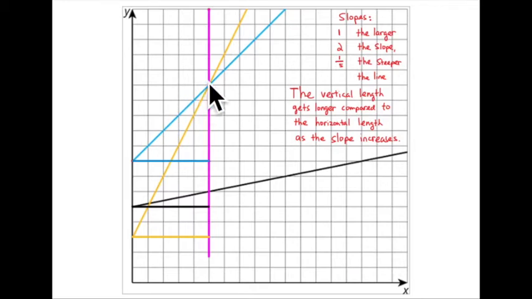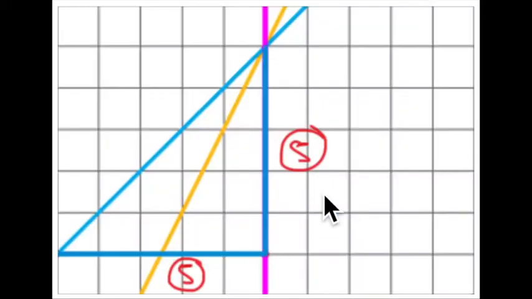And I also drew these slope triangles. It's very useful to draw slope triangles at this stage to help you understand. So keep drawing them until you just don't need them anymore. Okay, let's look at the first one. This is the slope triangle for the blue line, and it has a slope of 1.